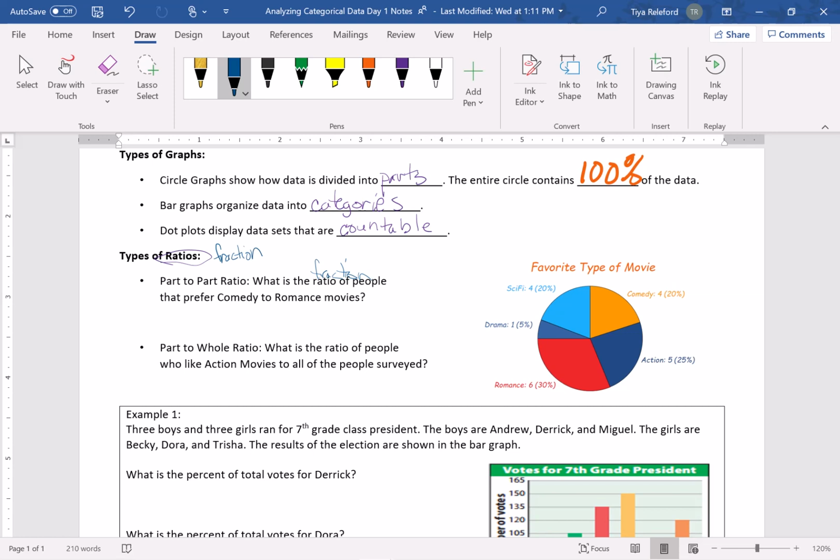So, I want you to write it in words. Comedy to romance. Now, you're going to put the numbers with it. What's the number for comedy? So, you could use 20%. It really makes more sense to use 4. And what's the number for romance? 6. Now 4 to 6 is a correct answer, but we know that we can simplify to 2/3.